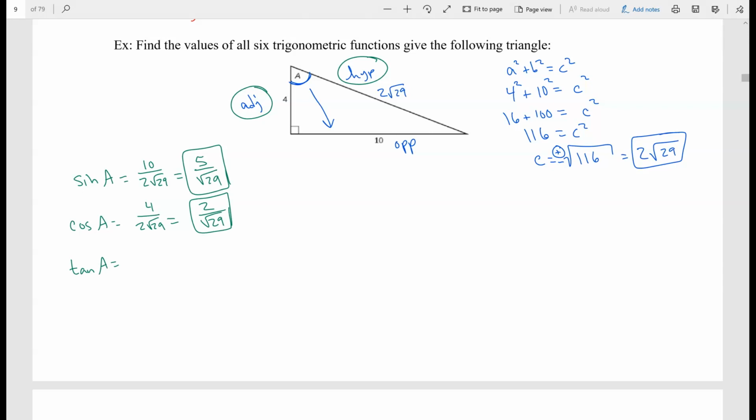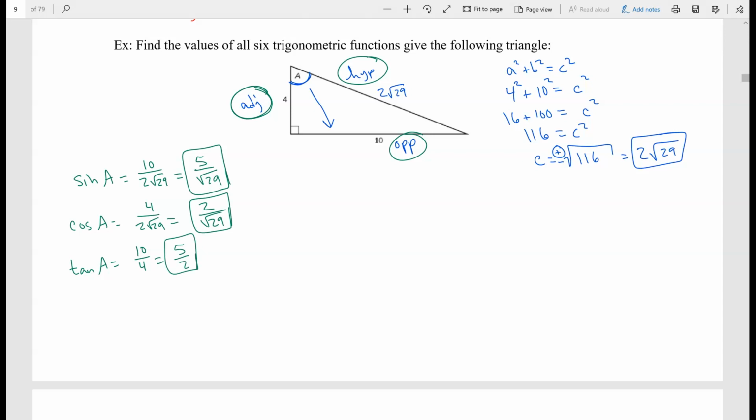Okay. Tangent of A is going to be the opposite over the adjacent. It's going to be 10 over 4, which is equal to 5 over 2. Okay.